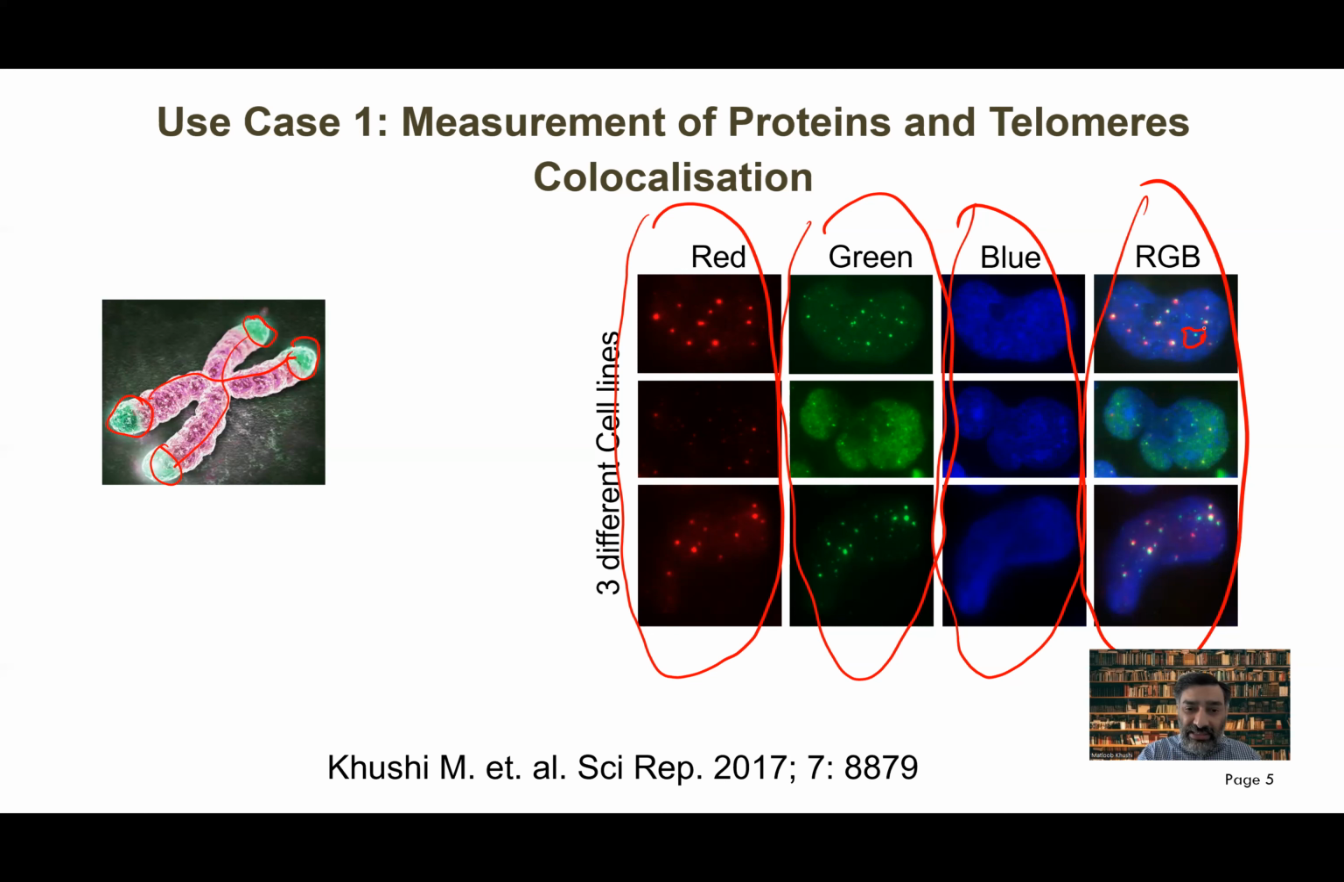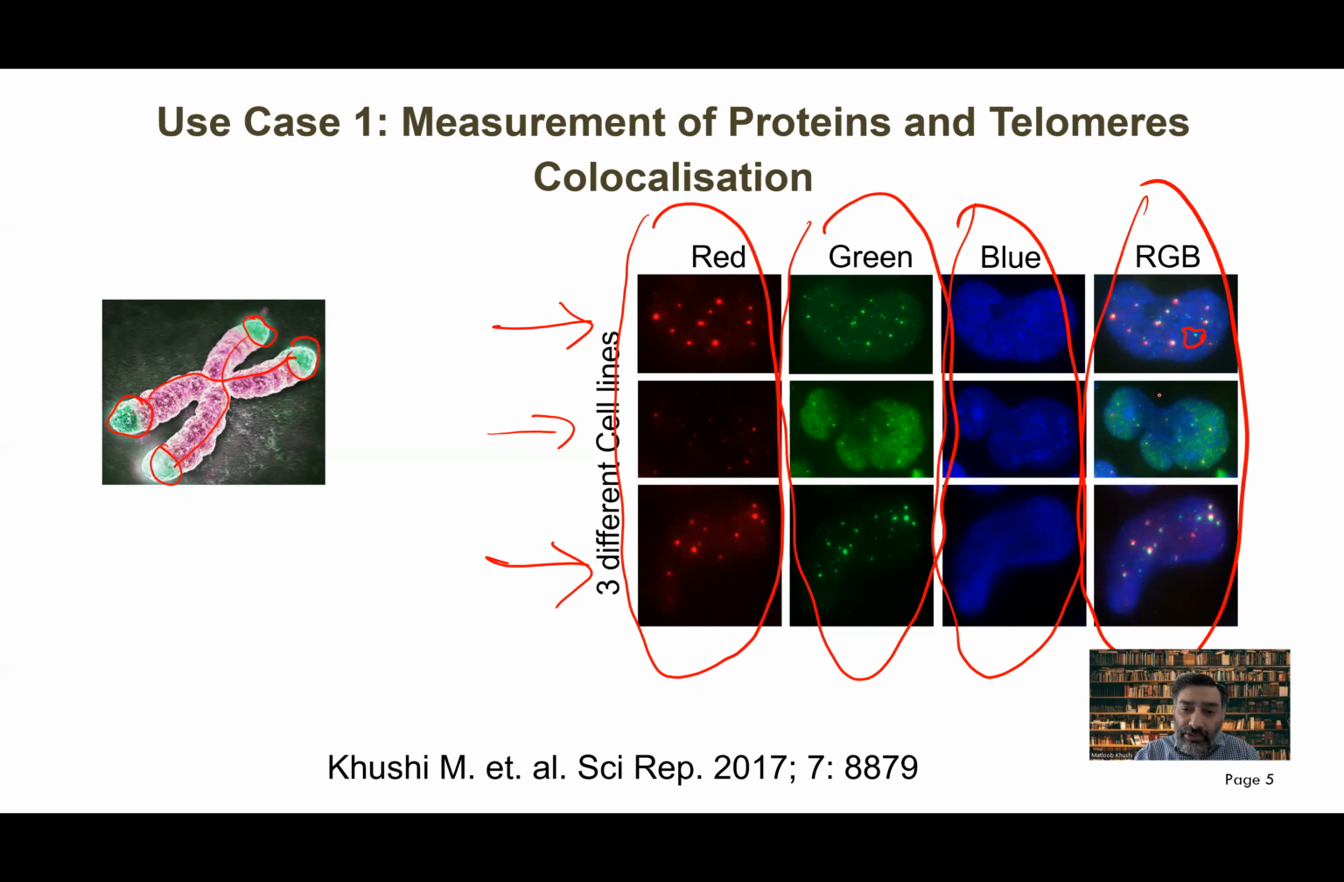Now these are three different cell lines. This is a different cell line. This is another cell line. This is another cell line. And when you look at the RGB of these images, you'll see that interaction happening. So just looking at these images, you can see that yes, there are some interactions happening.